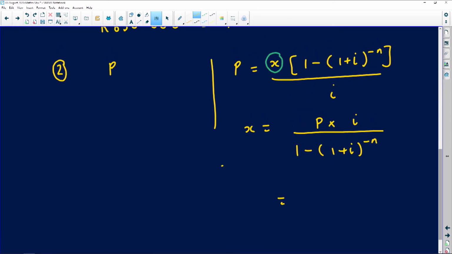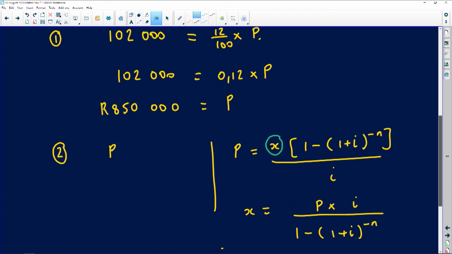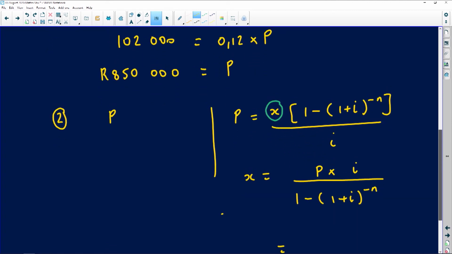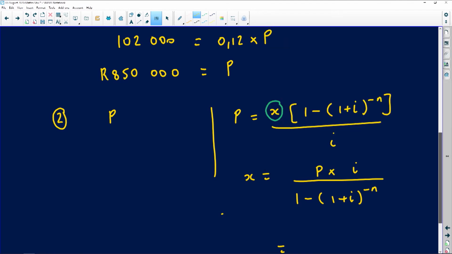Now, what you need to understand is that the bank didn't lend this person 850,000. She already paid 102,000 of that 850,000, right? So we need to subtract from the selling price. If the selling price of this was 850,000, subtract that 102,000 and then see what the amount is going to be. That's 748,000 in total that she is borrowing.